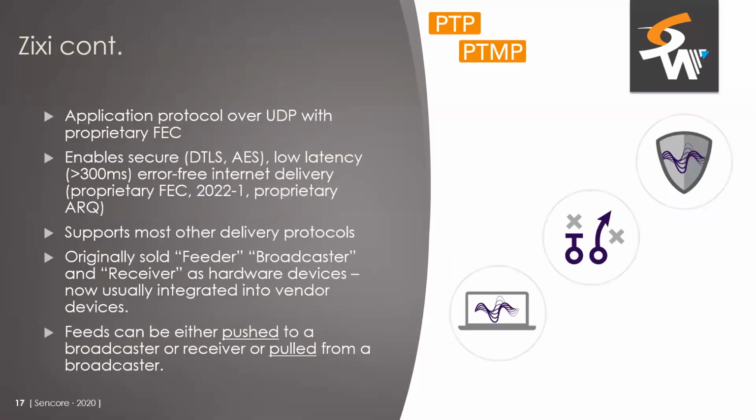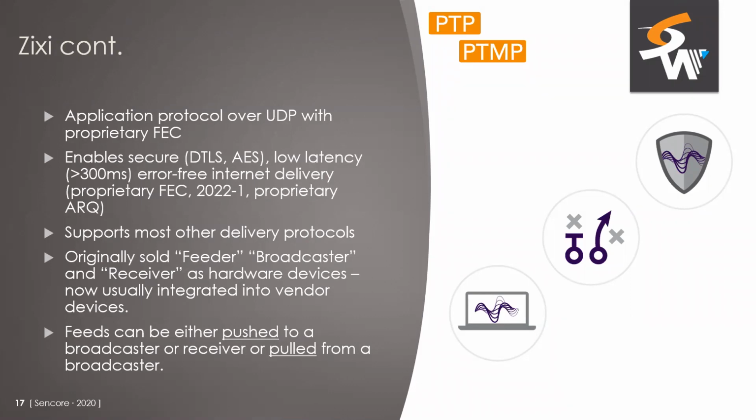So continuing on with XIXI, the core of it is an application protocol on the top, riding on UDP with both proprietary FEC and standards-based FEC. They have DTLS and AES encryption built in, so you can use any of those. They have means of doing low latency down to as low as 300 milliseconds.